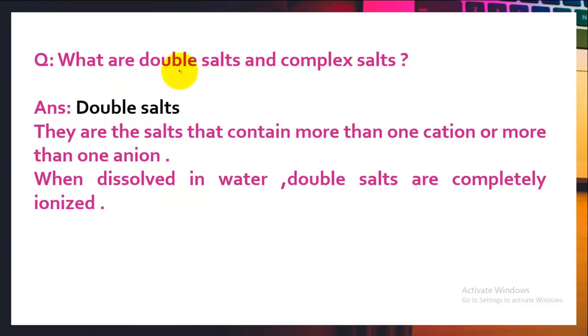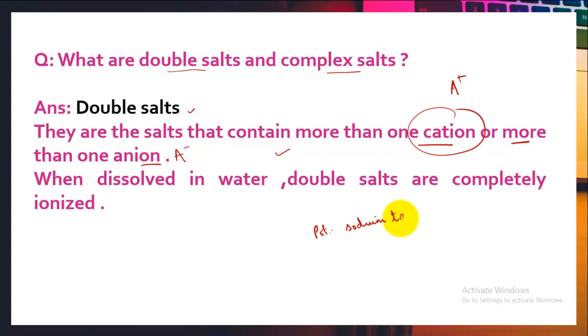Now let us do another question: what are double salts and what are complex salts. See, double salts are those salts that contain more than one cation or more than one anion. As you all know, cations are the atoms with positive charge and anions are the atoms with negative charge. So if the salt possesses more than one type of cation or more than one anion, then they are called double salts. Like the example we have is potassium sodium tartrate.